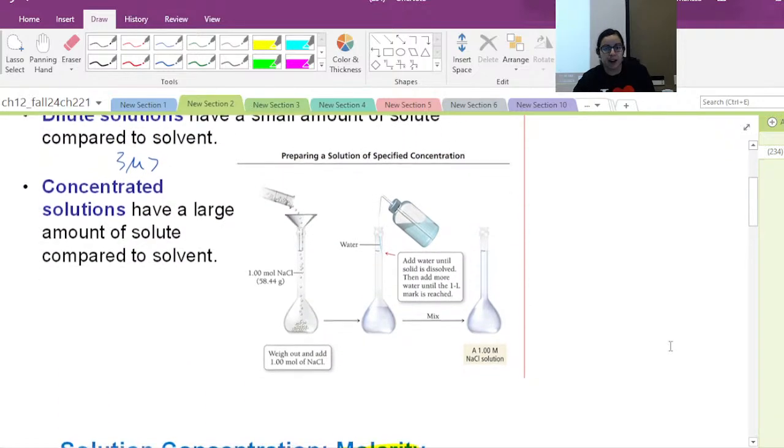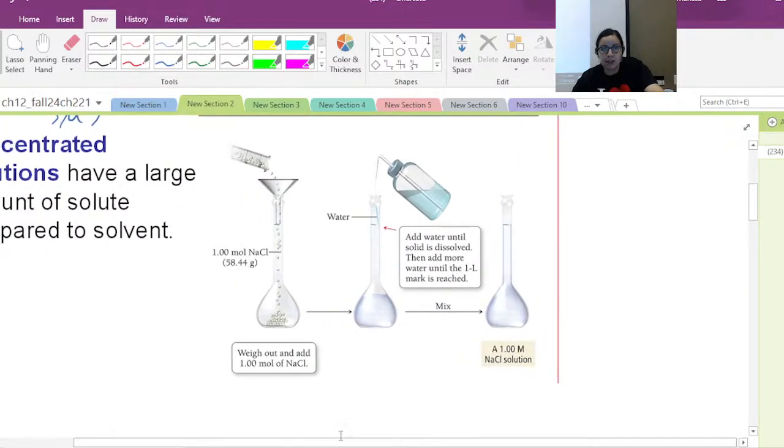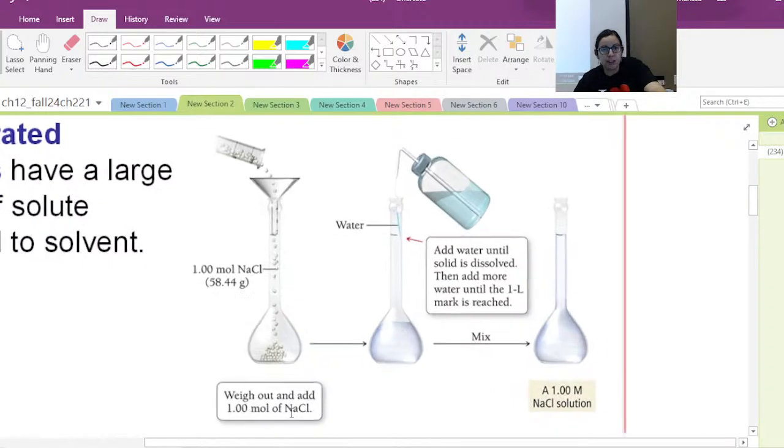So let's see how we might make a solution. The stockroom does this for us, so we don't have to, which is wonderful. We're trying to prepare a 1 molar sodium chloride solution, and we're going to use a volumetric flask. These volumetric flasks are analytical pieces of equipment that are only good for measuring to 1 mark. So we would use a 1 liter one if we wanted to make 1 liter. For a 1 molar solution, we need a liter of it, so we need a mole of it. So we have 58.44 grams of sodium chloride.